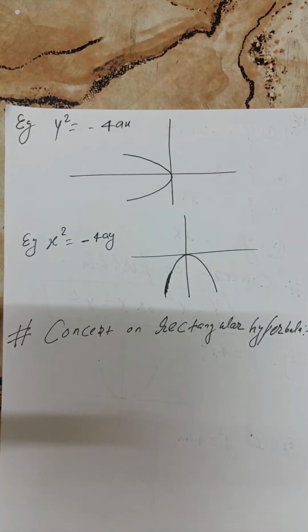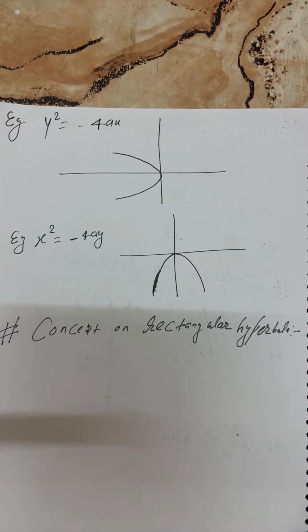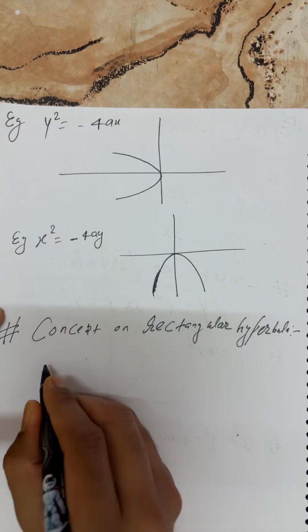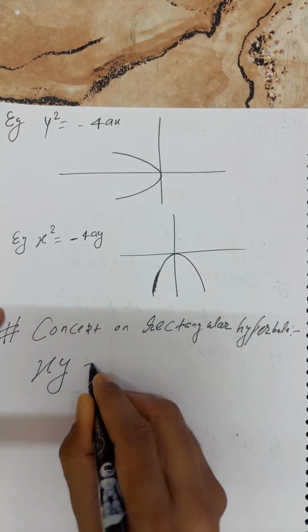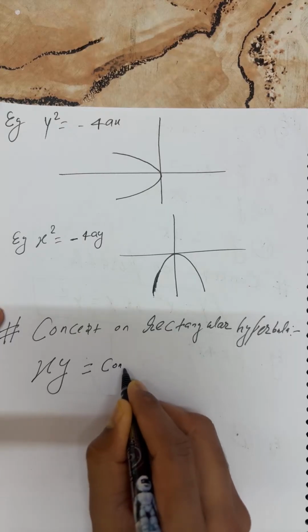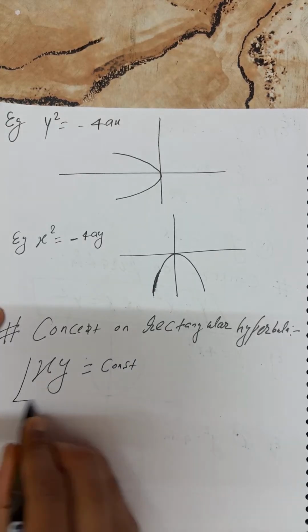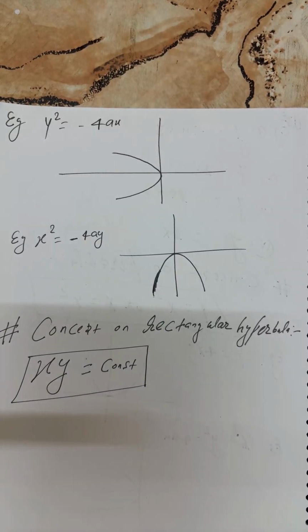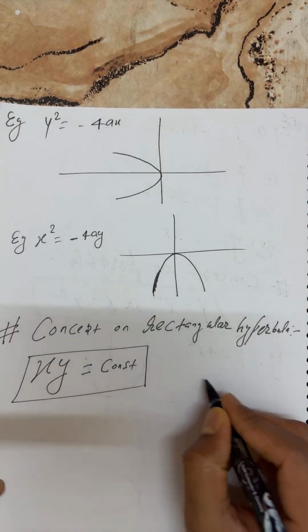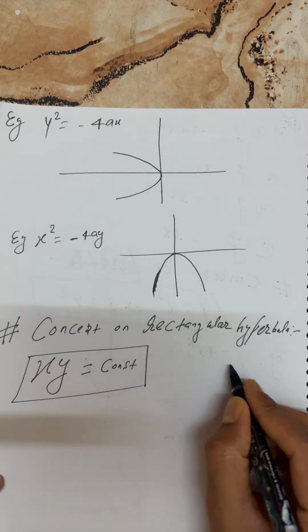Concept on rectangular hyperbola. Anywhere, students, if you are getting the product of two variables equal to a constant, what is the nature of the graph? That is a rectangular hyperbola.